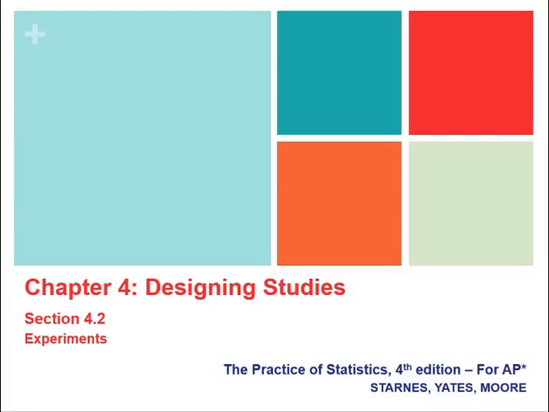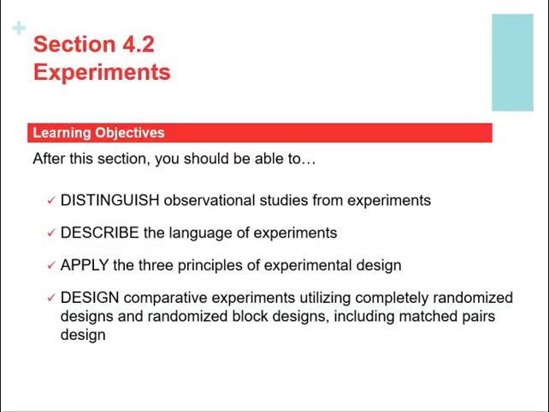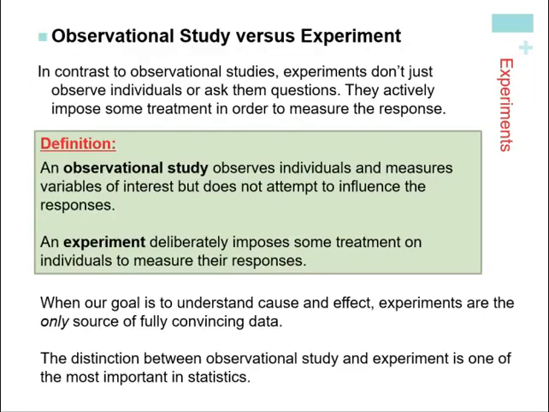Section 4.2, we're going to be looking at experiments, how to conduct them well, what are some important things and principles of experimental design. Okay, so first thing is we have to understand the difference between an observational study and an experiment. Okay, so in an observational study, we are just observing. That's why it's called that.